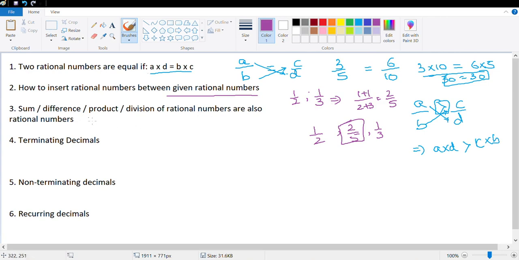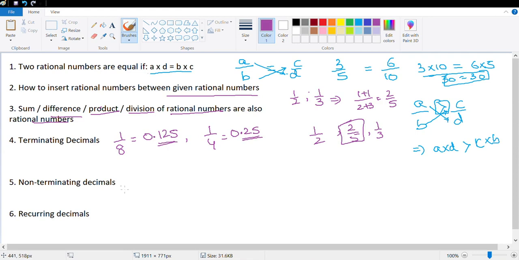The sum of two rational numbers is always rational. The difference between two rational numbers is always rational. Multiplication of two rational numbers and division of two rational numbers are always rational. Let's look at a few more things, which is what are terminating decimals. Terminating decimals, for example, 1 upon 8, which is equal to 0.125, 1 upon 4, which is equal to 0.25. These are terminating decimals, which means they get over. They don't keep on going up to infinity.